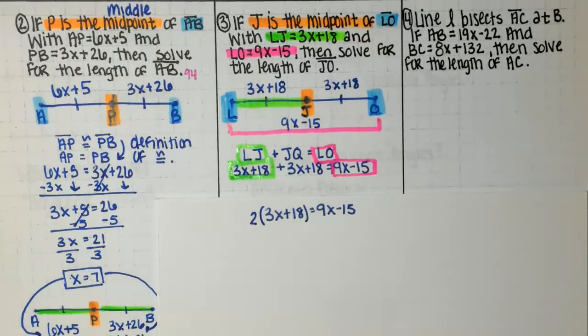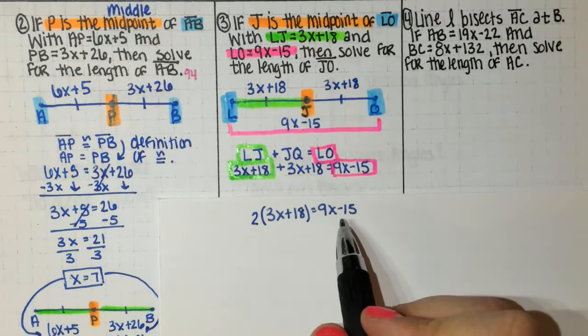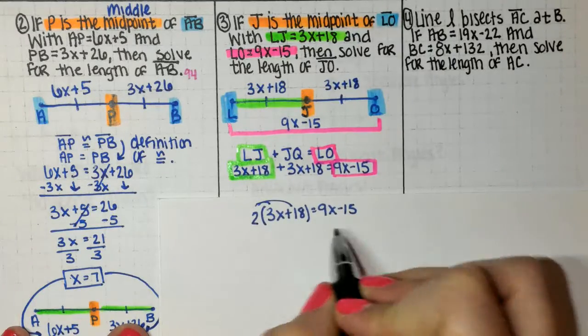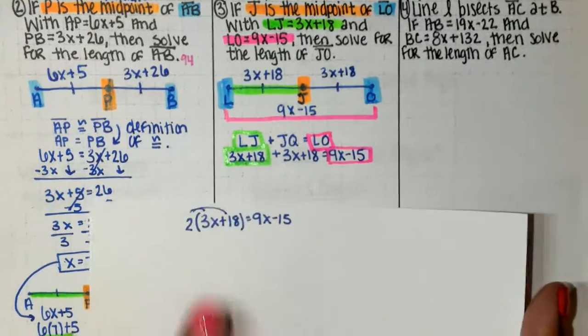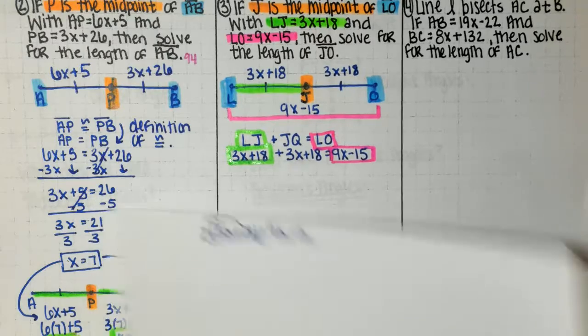2 times 3x plus 18. This means, hey, I want you to double that measurement to give me the whole thing. If you were going to do it this way, you'd want to distribute. Since I'm not doing it that way, I'm just going to write it this way. But this is completely okay to do. It gives you the exact same answer.